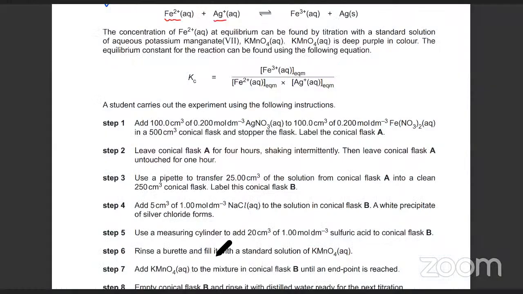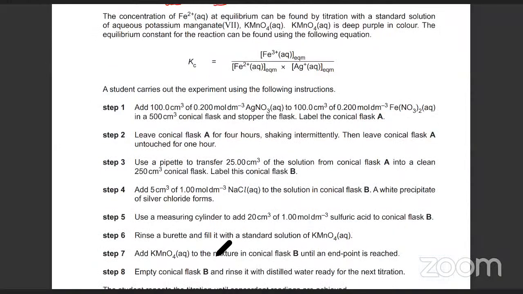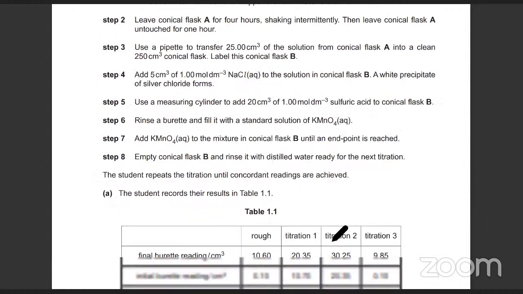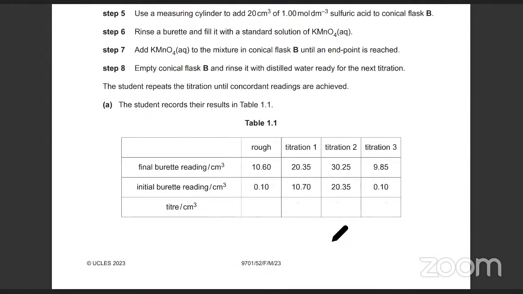The next part is to titrate the mixture in conical flask B with KMnO4 until an endpoint is reached. He empties the conical flask and rinses it with distilled water ready for the next titration. So you're going to repeat the titration to get reliable results. So this is your table. This is the amount of KMnO4 that's being used. That's a typical titration table. So what is the amount that's used in the first experiment? I think that's 10.60, 10.50.